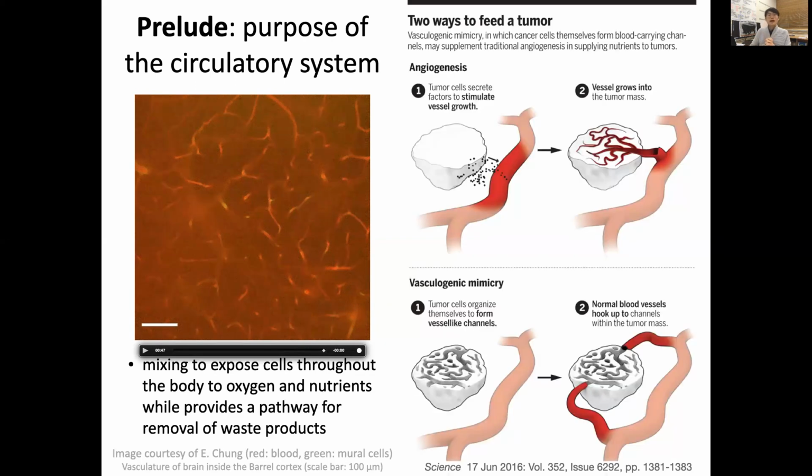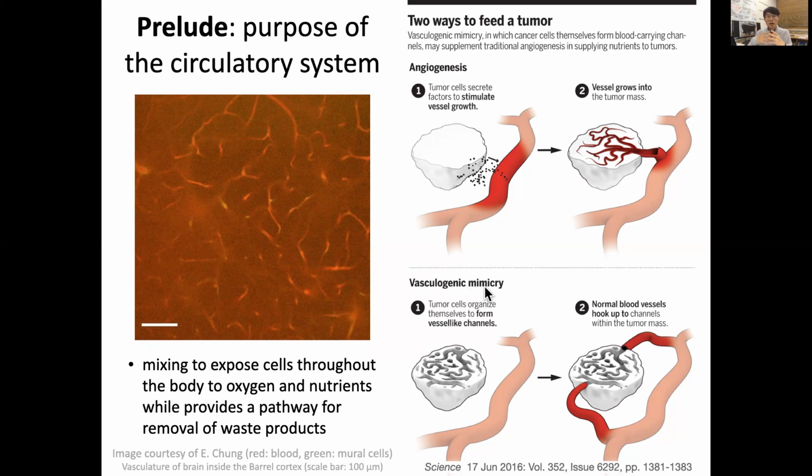So not only in normal physiology, blood vessels and circulation are also very important in pathology. For example, in cancer, we've already talked about how tumor cells ask for more blood vessels so that they can feed themselves. We call this new vessel growth from existing vessels angiogenesis. And a recent Science paper published about another way to feed a tumor, called vasculogenic mimicry.